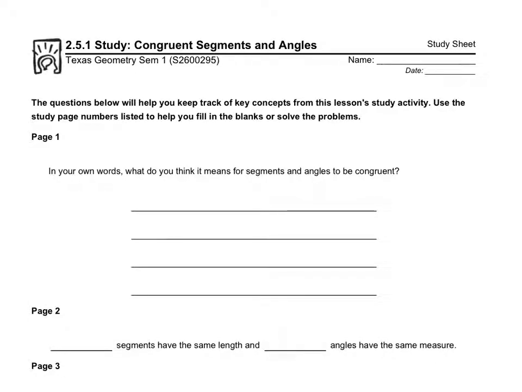So we are talking about congruent segments and angles. The first question asks, in your own words, what do you think it means for segments and angles to be congruent? Well, in math, the word congruent means the same. It means that they're equal. So if segments are congruent to each other, or angles are congruent to each other, that means they have the same measure.